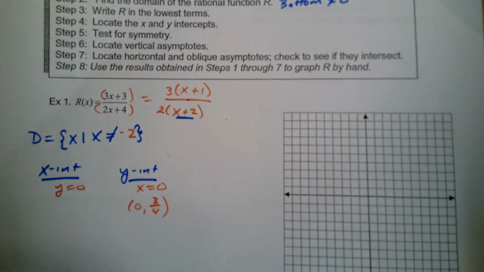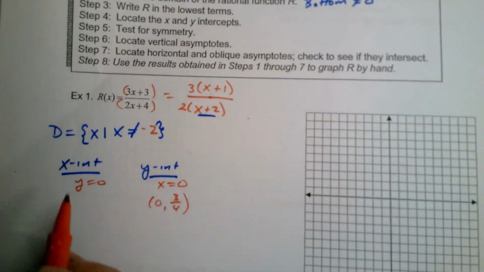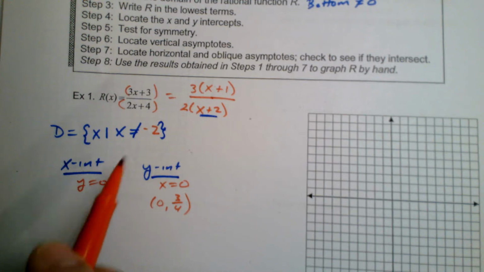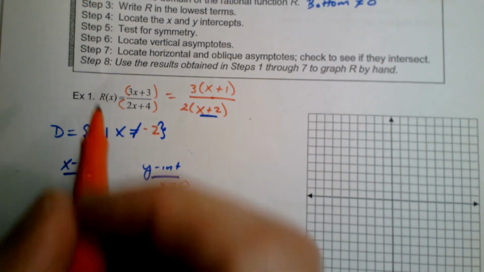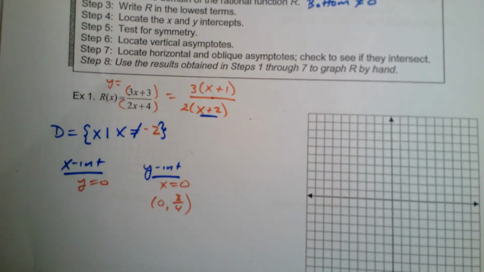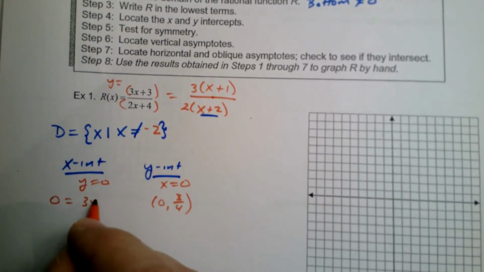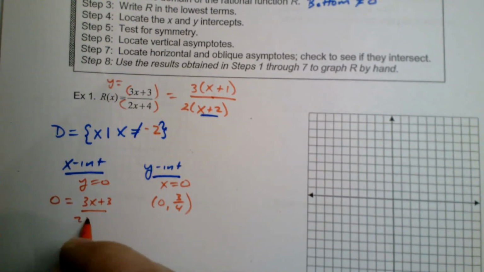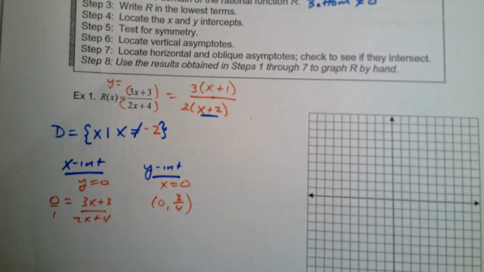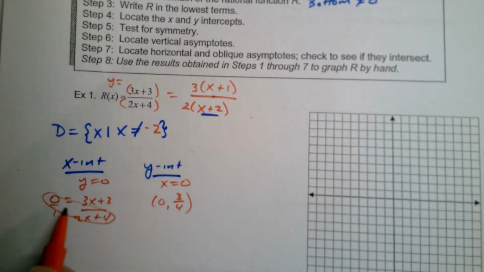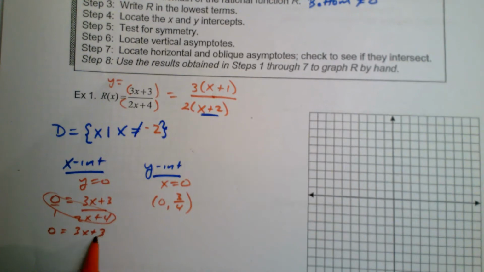Your x-intercepts are where your y is 0. Okay. So we don't have a y. This is r of x equals. That's the same thing as y equals. If I'm doing this by hand, I got 0 equals 3x plus 3 over 2x plus 4. Think of 0 over 1, and now most people would just cross multiply. Well, 0 times 2x plus 4 is still 0, and now I get 3x plus 3.